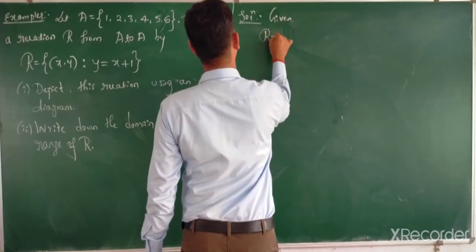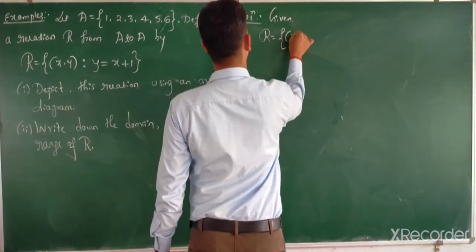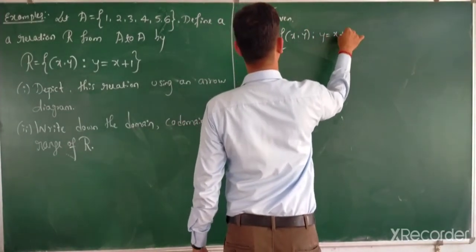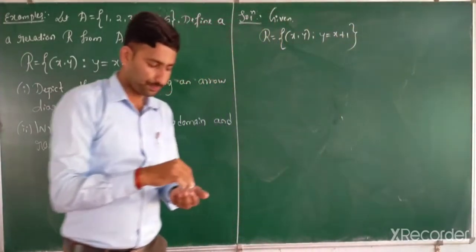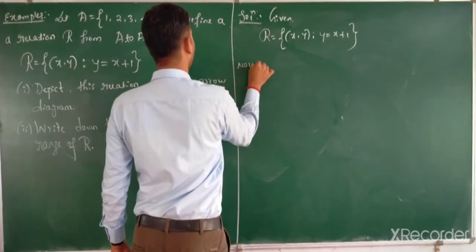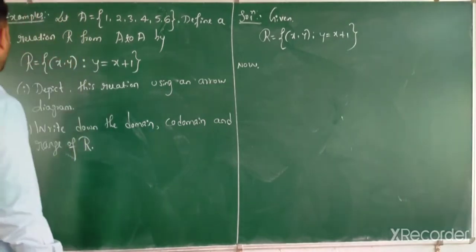First I will write the relation as given: R is equal to the ordered pairs (x, y) such that y is equal to x plus 1. Now define this relation using an arrow diagram.